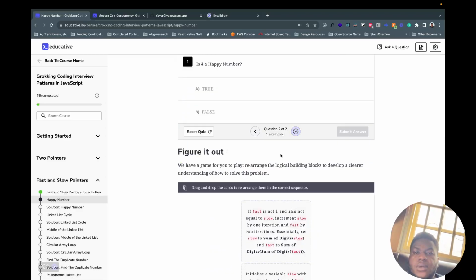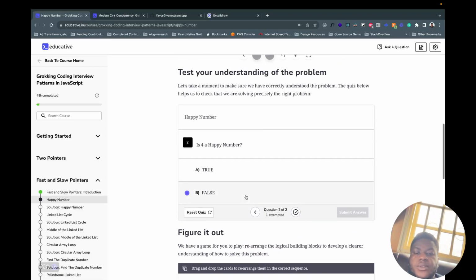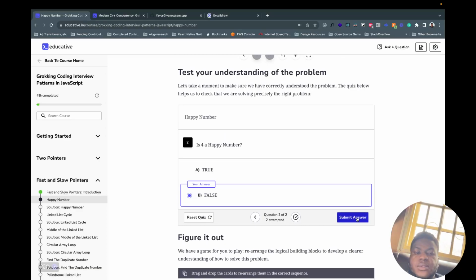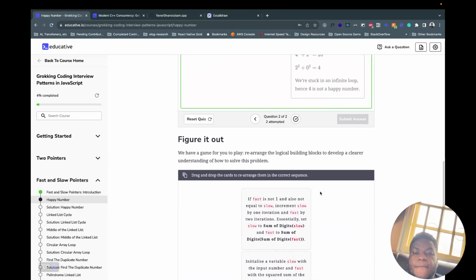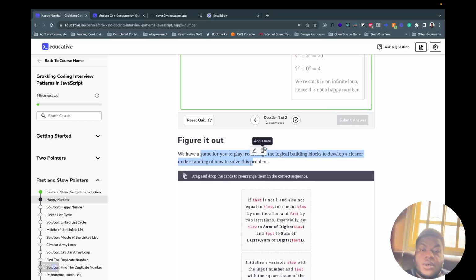Yep. And then is 4 a happy number? I mean, I just saw this. No, it's not. It comes back to 4. You have a game for it. Arrange how to solve the problem.